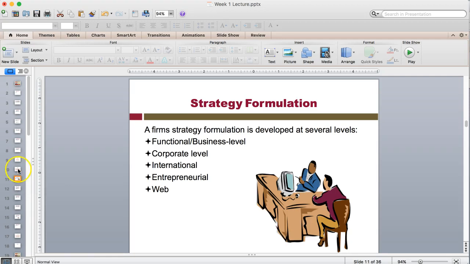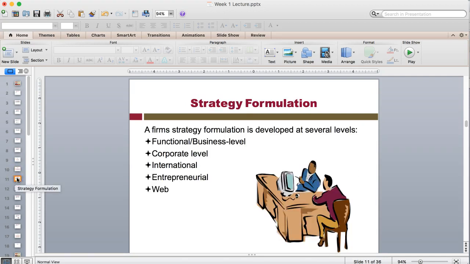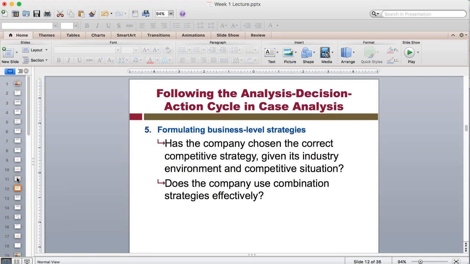So once we have that foundation, and we're now looking at the TOES matrix, what are the strategies that we're going to look at? And they include a functional business level strategy, corporate strategy, international, entrepreneurial, and web. Business level strategy really asks a simple question, which is, how do we compete? Do we compete on price? Do we compete by differentiated products? Are we focused on a niche? And again, we'll spend time on that.